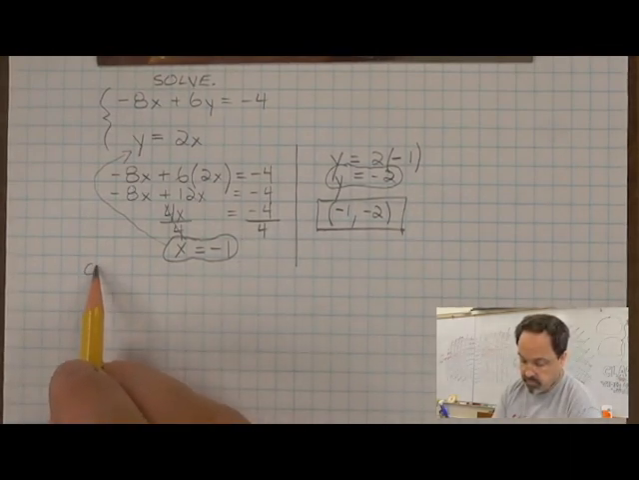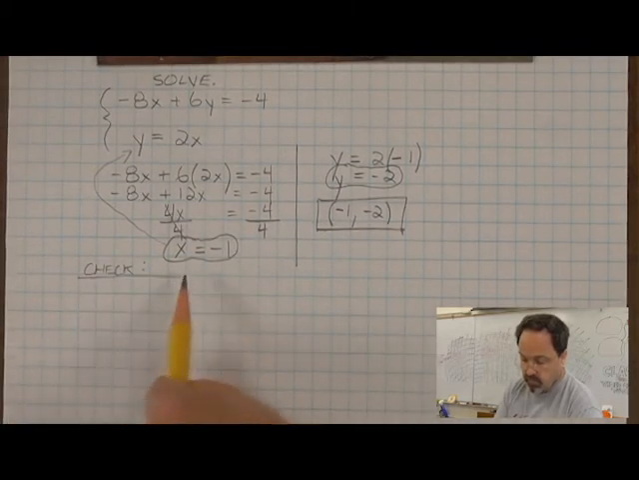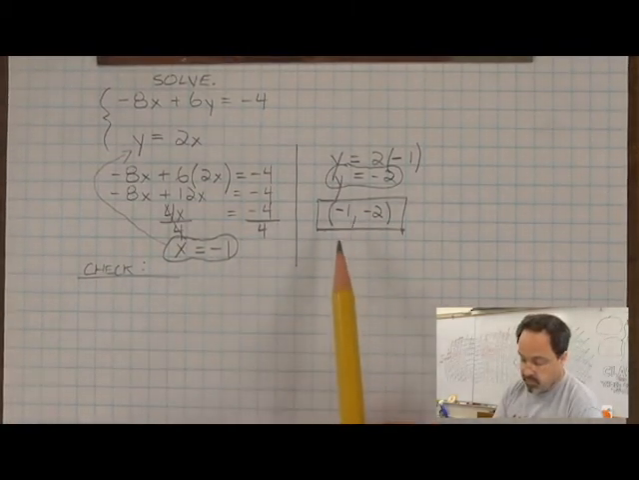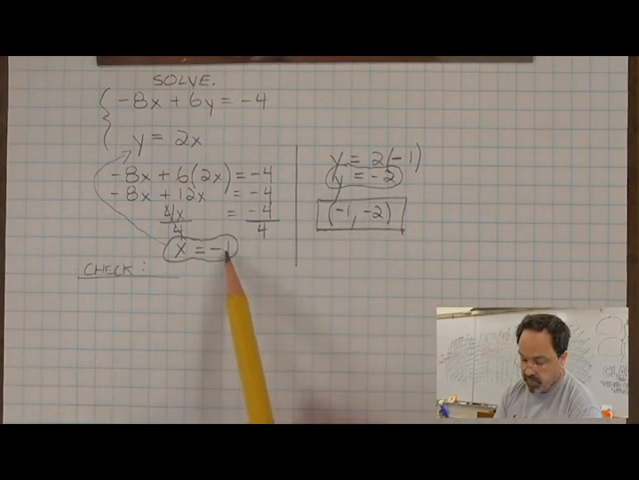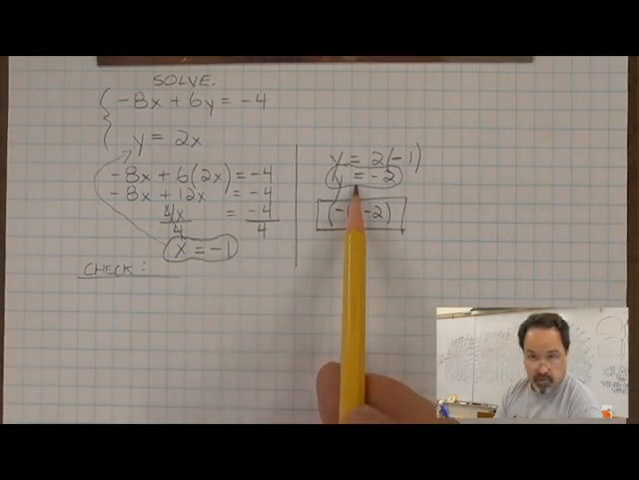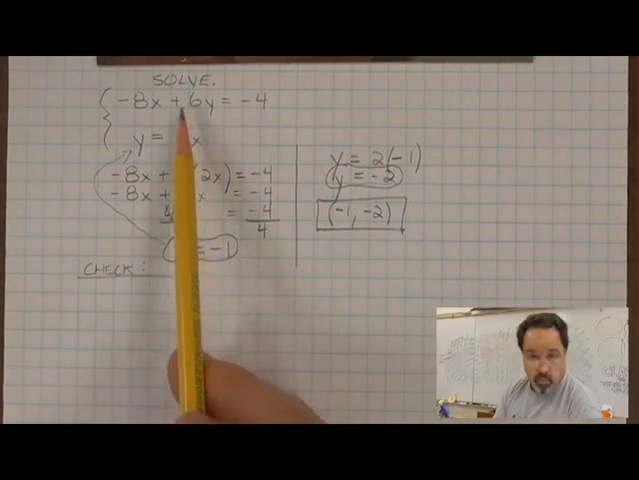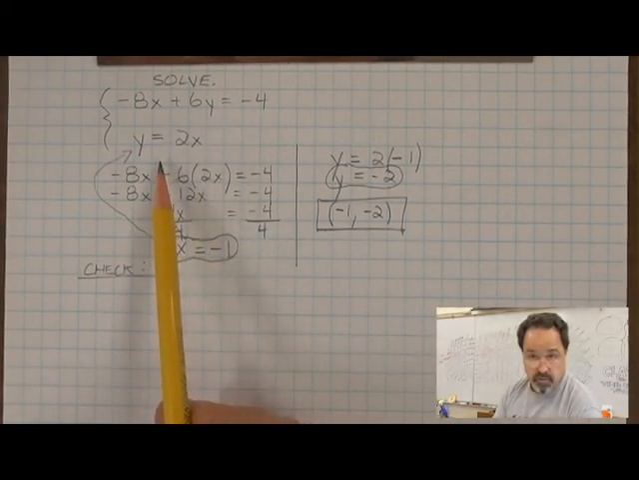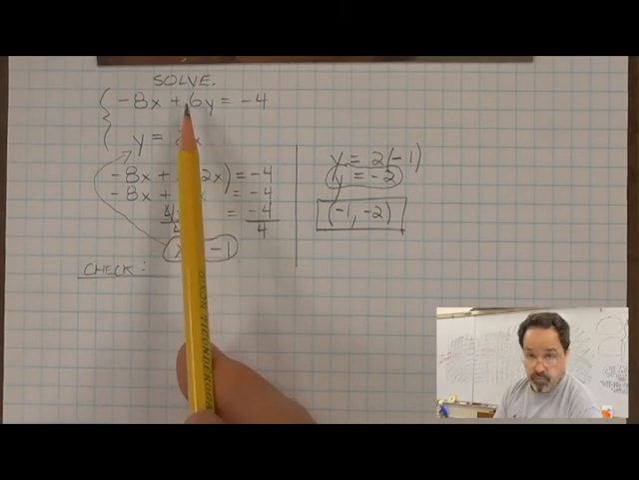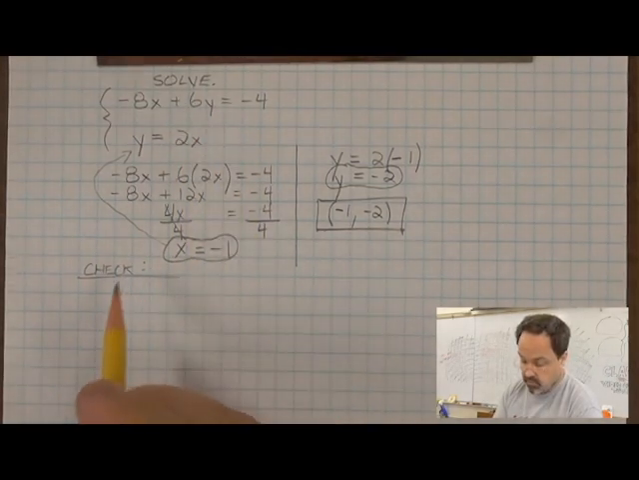So this is a check step. I'm checking my answer. And the way I'm going to do that is if I'm confident that I have values for all of my variables, in this case x and y, then I should be able to substitute them into any one of these two equations and see that it makes the equation true. What does that mean? Well, let's see it done.